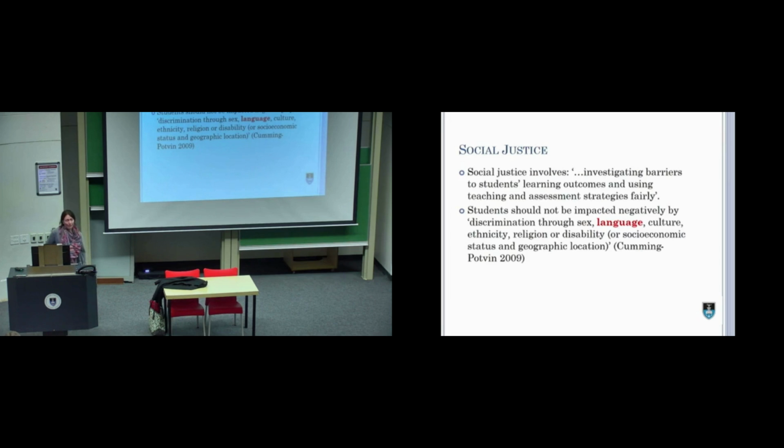So social justice involves investigating barriers to students' learning outcomes and using teaching and assessment strategies fairly. And Cumming Potvin, who wrote about social justice, said that one of the tenets in terms of pedagogy is that students shouldn't be impacted negatively by discrimination through sex, language, culture, ethnicity, religion, or disability. And obviously in the UCT context, we can see that students are negatively impacted by English as the language of instruction.